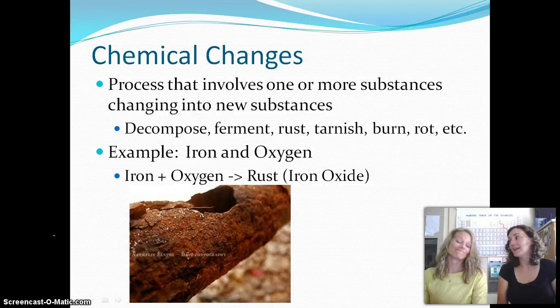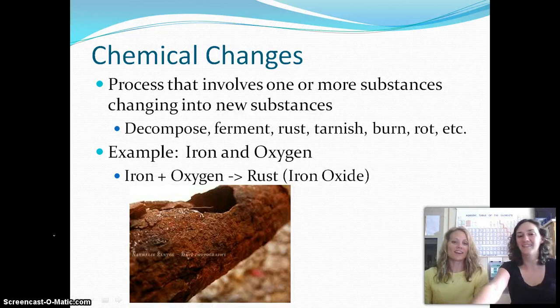So the reactants are different than the products. All right, so we can't go from rust and get iron and oxygen back. No, it'd be difficult. Unfortunately. So once your car rusts, sorry.